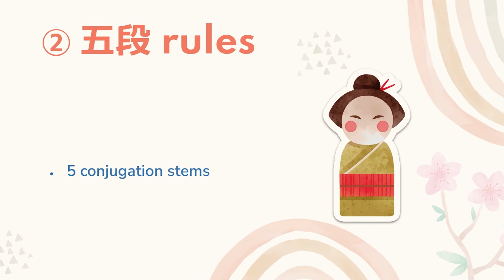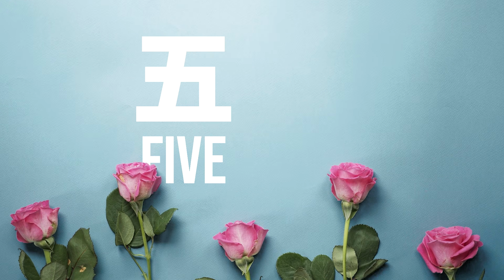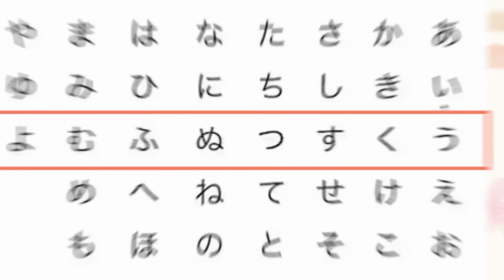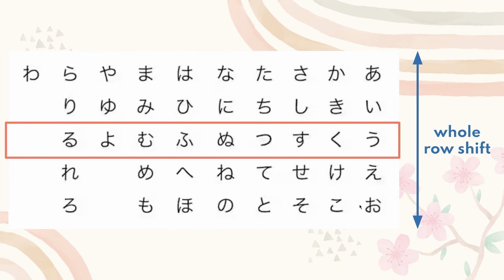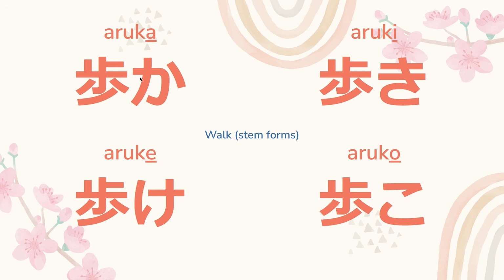The second absolute rule for Godan verbs is that there are 5 conjugation stems, hence Godan. We can visualize the stems like this, where every verb starts with an u and it can turn into a, i, e, o, or te stems. Of course, it's not limited to just this kana itself. I'm talking about the entire row being shifted. So for example, we can take the Godan verb aruku, meaning walk. We can shift the ku here into aruka, aruki, aruke, or aruko. All of these are stem forms of aruku.